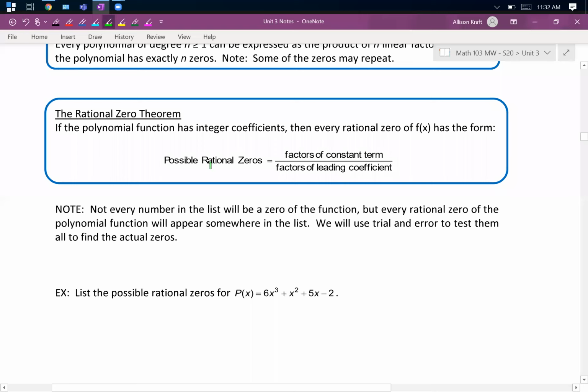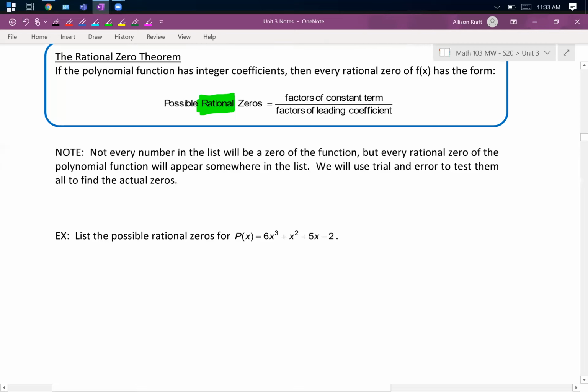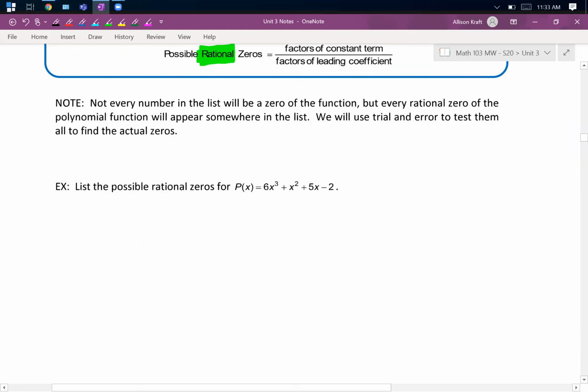I just want to remind us what the word rational means. In math, the word rational means that it can be rewritten as a fraction. So this list of possible rational zeros really only gives us the nicest of all the zeros. It doesn't include any of our irrational numbers, which are numbers that might have a square root in it. These are not our non-repeating decimals, things like that. So this list is really just giving us either whole numbers or fractions for us to test. So let's see how we use this theorem.